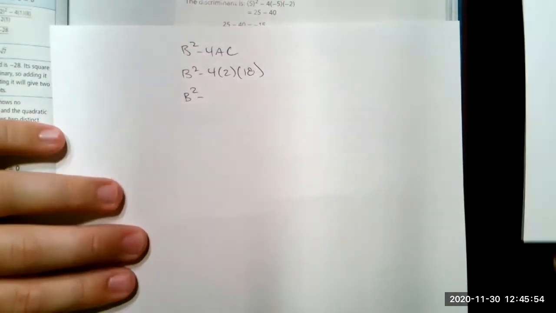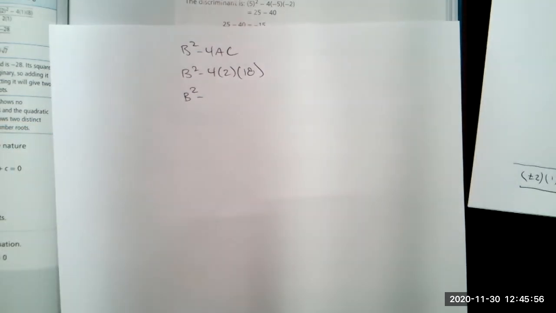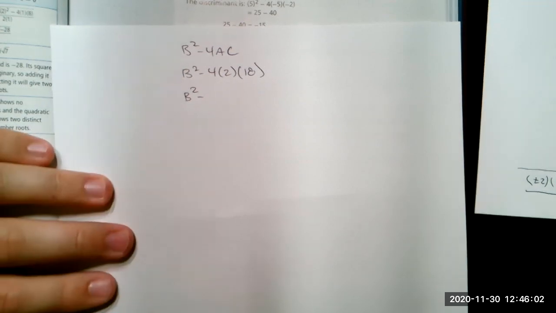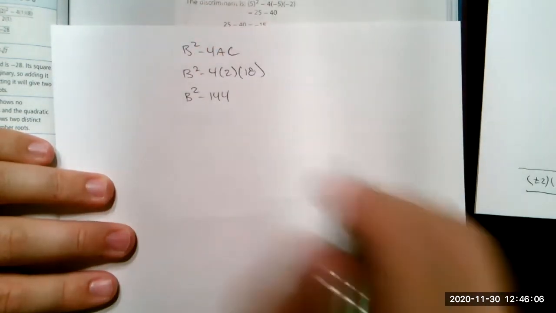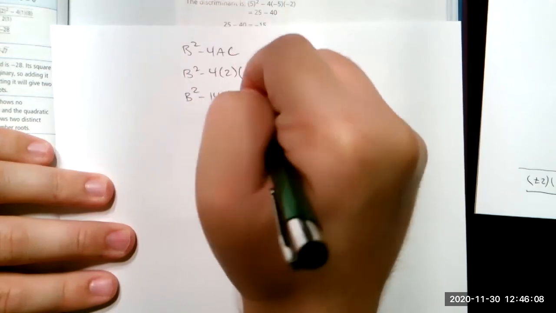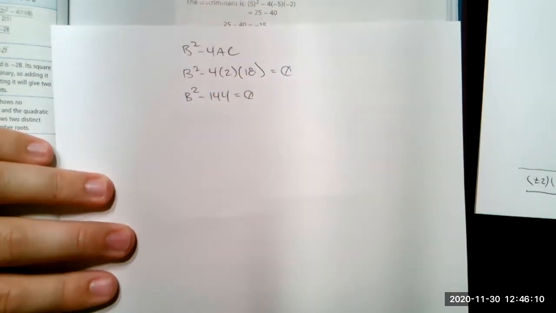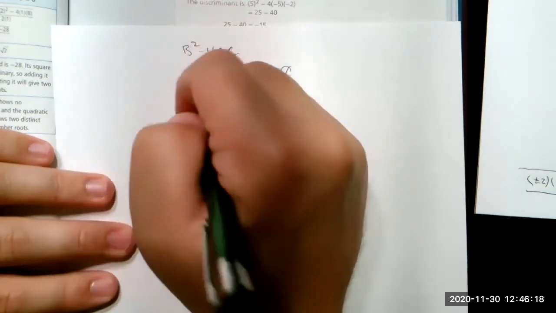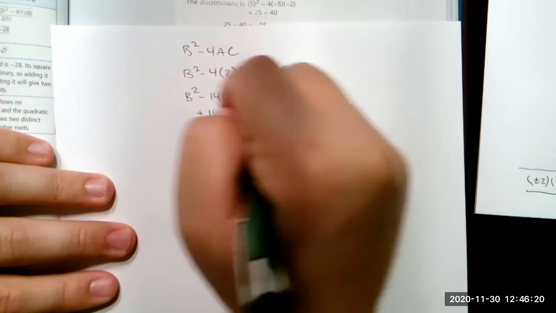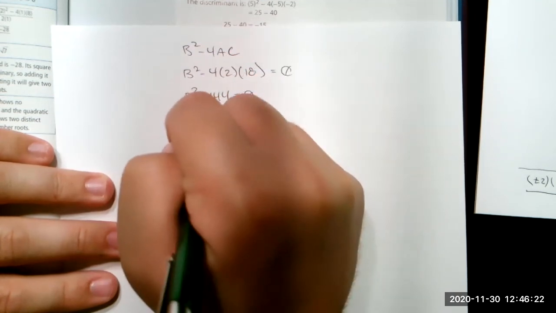Negative 4 times 2 is negative 8. Negative 8 times 18 is negative 144. And again, they put that equal to 0 because they want to find out when the discriminant is going to have one x-intercept. So we set it equal to 0. If we want to solve for b, I'm going to go ahead and move that constant over to the other side.